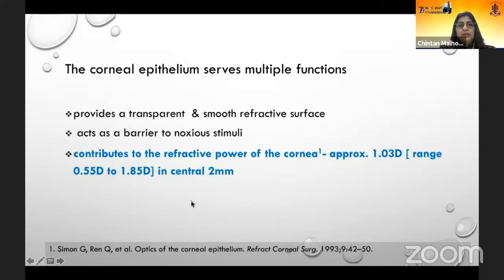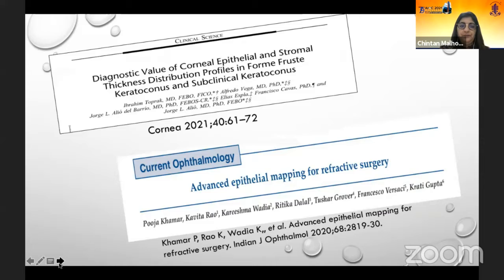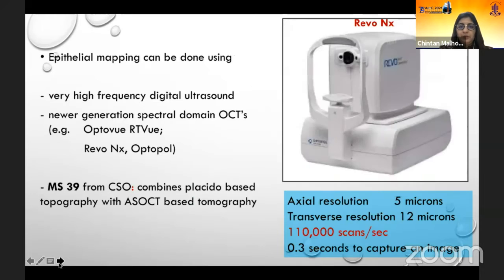Now, we know that the corneal epithelium serves multiple functions, but the one which is most recently being recognized is that it also contributes to the refractive power of the cornea. And that's different in different zones, which is why it has led to an increasing interest in the realm of refractive surgery. And we can see from these recent publications that not only refractive surgery, but also keratoconus and the early diagnosis, it's important. And why is that so? I'll be coming to it in the next few slides.